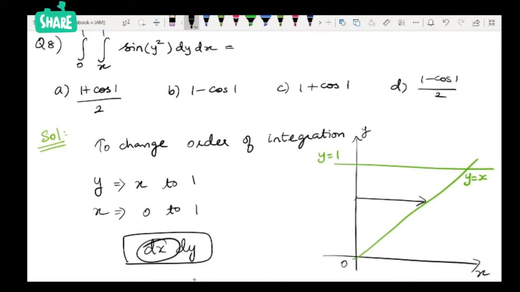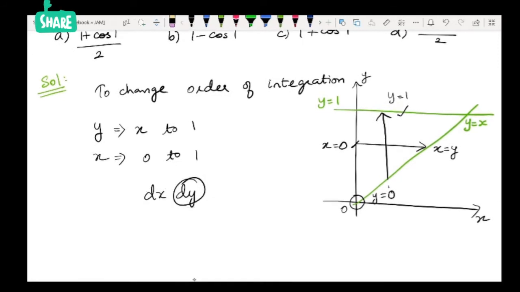In the x direction the values go from 0, that is the y axis, right? So the values go from 0 for x, and it goes to the y equal to x line, which means x equal to y. So the limit of x is from 0 to y. And what about the limit for y? Let's go from down to up. The minimum value of y is 0, and the maximum value it can go is 1. So the limit of y is from 0 to 1.